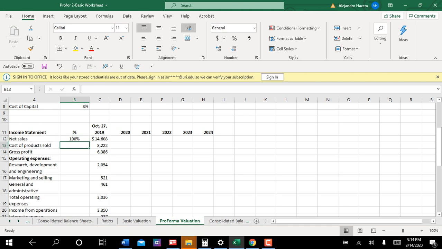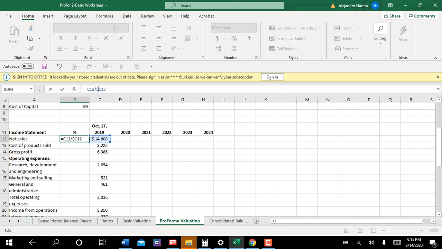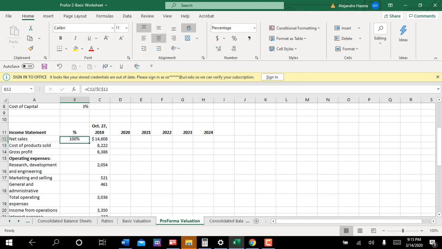Okay, so we've got this formula here. We've got C12 divided by C12. Now what we're going to do is take all these numbers, going all the way down to the bottom of the income statement, and take them as a percentage of this $14.6 billion sales number. So what I'm going to do, as you could have guessed, is put dollar signs in front of the C and in front of the 12 to freeze that number right there.